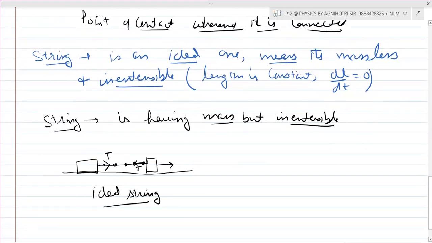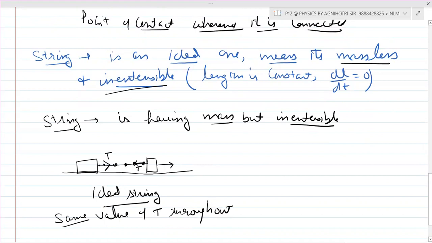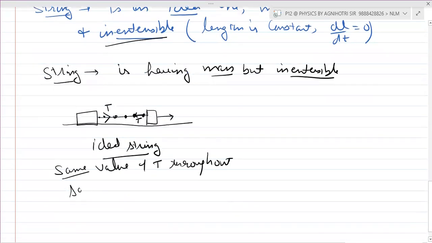If it is an ideal string, means it is massless and inextensible, so it will have the same value throughout the string. Same value of T throughout the same string. Means if you will change the string, then that's for sure tension is going to change. But if the string remains the same, tension will be same only.